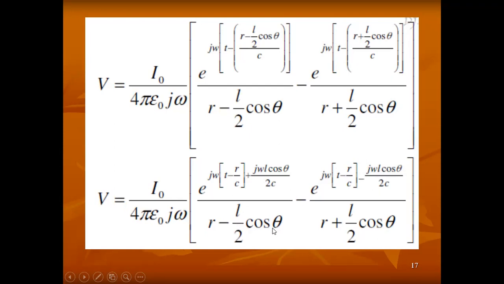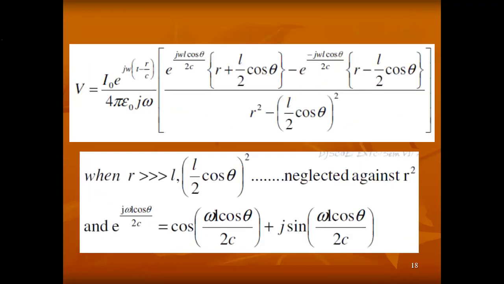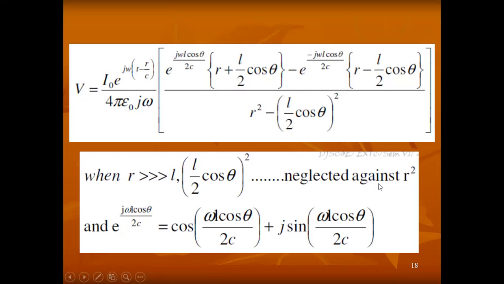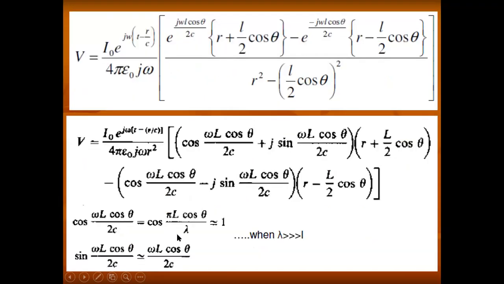Then you can simplify it. This is simple mathematical simplification. It looks very big and very complicated, but it is not. Then this is the V you will get. Now R is very large compared to L, so (L by 2 cos theta) squared is negligible against R squared. And this factor equals cos of this plus sine of this, so it can be represented. By simplifying, you will get the vector potential.